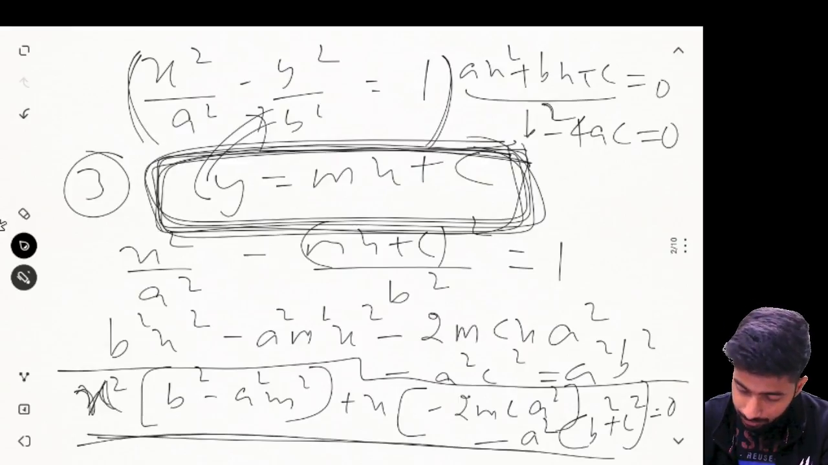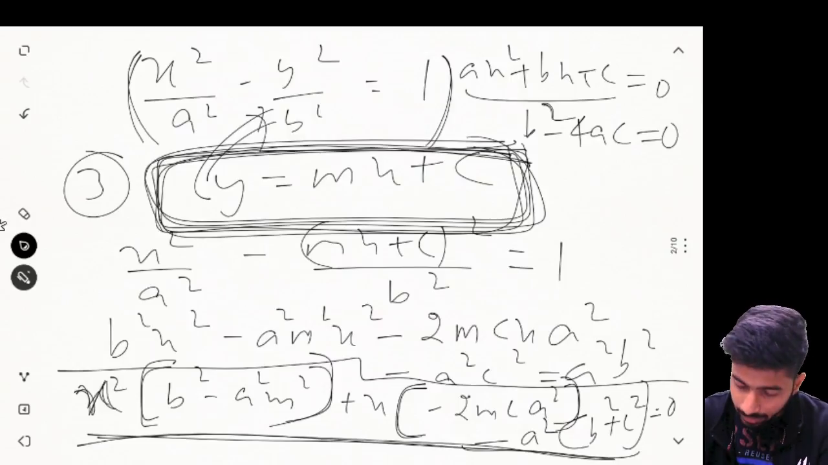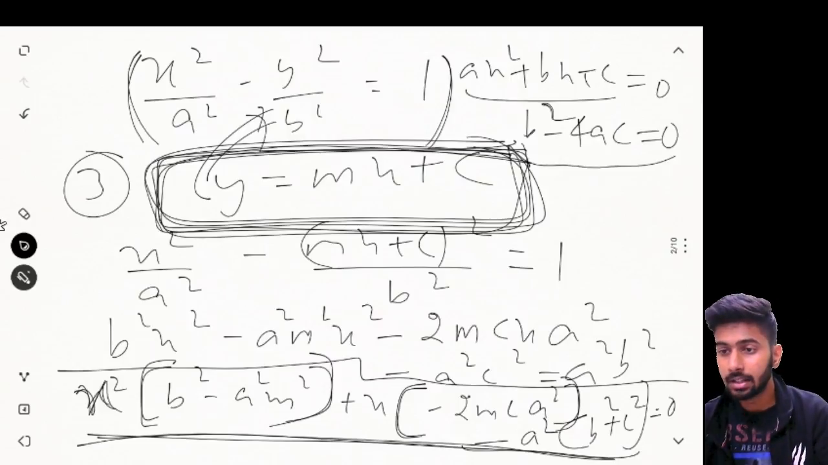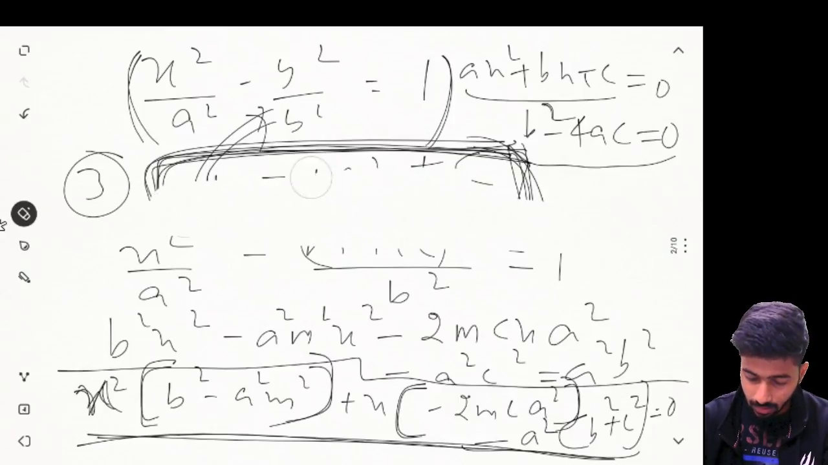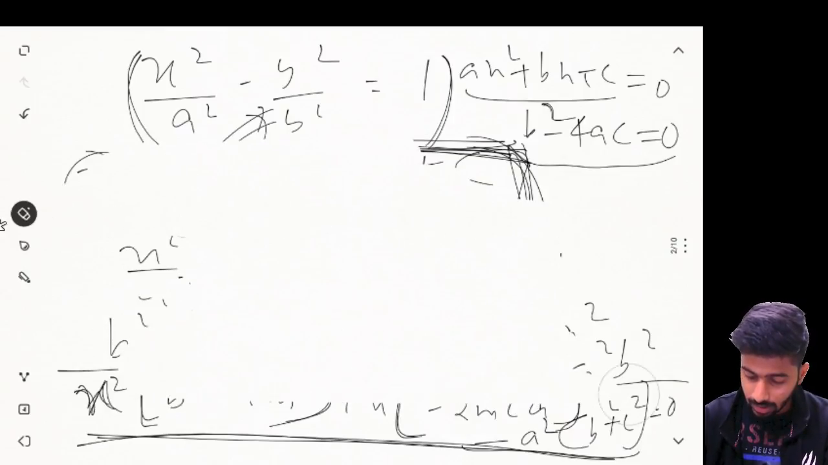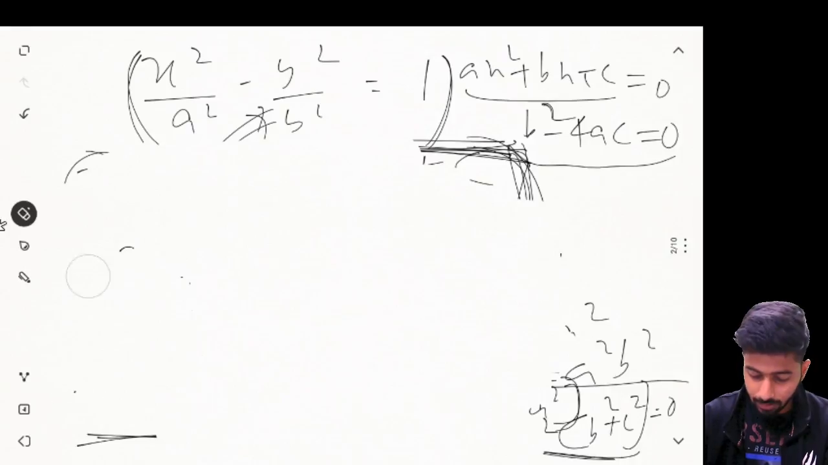So I'll apply the same thing here. This is my a now, this is my b, and this entire constant is my c. If I plug in the values here and equate this expression to 0, I'll straight away write the answer. I hope you understood the procedure.